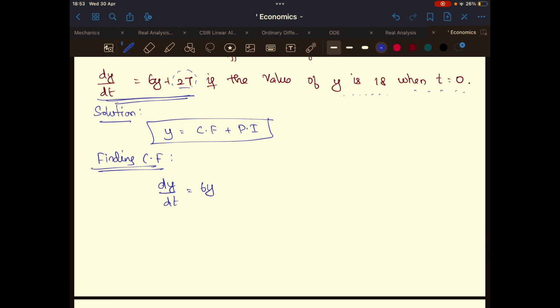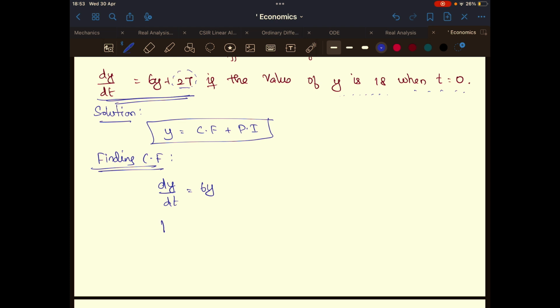What do you have to do? Up to general solution only you have to find it. Please don't find a definite solution here itself. You have to find only the general solution. Now it is nothing but e power 6t, I will solve it for you.